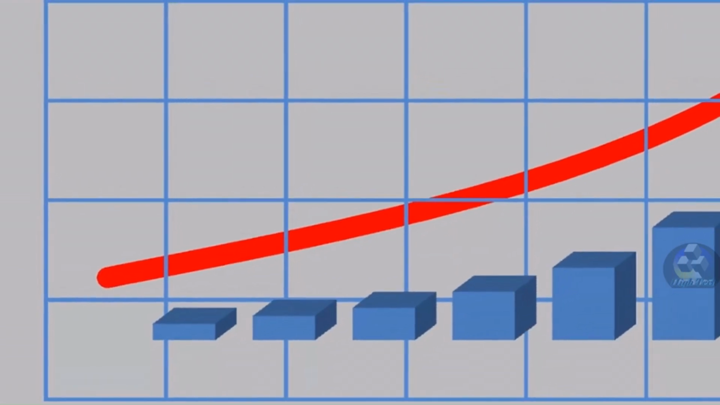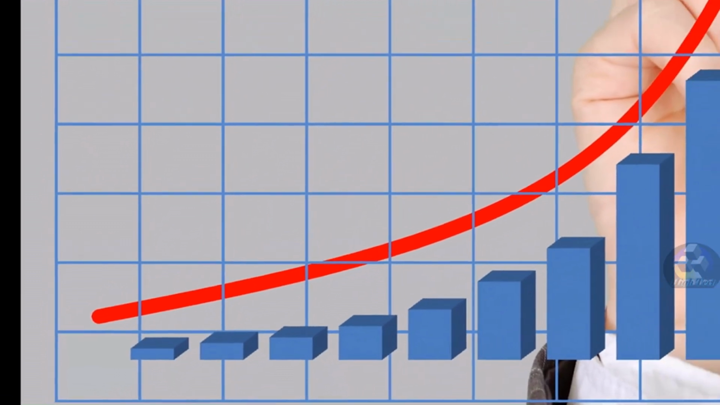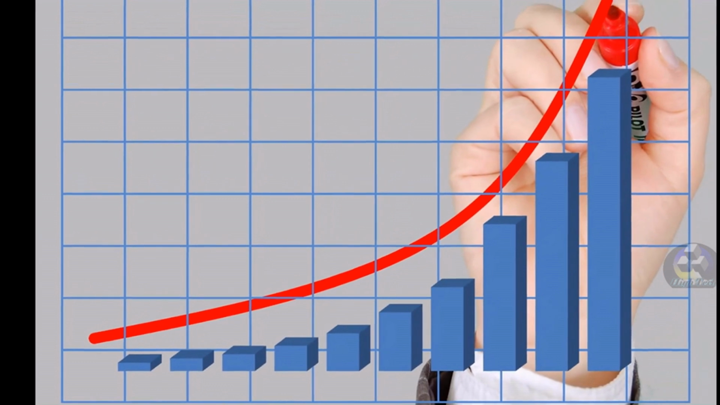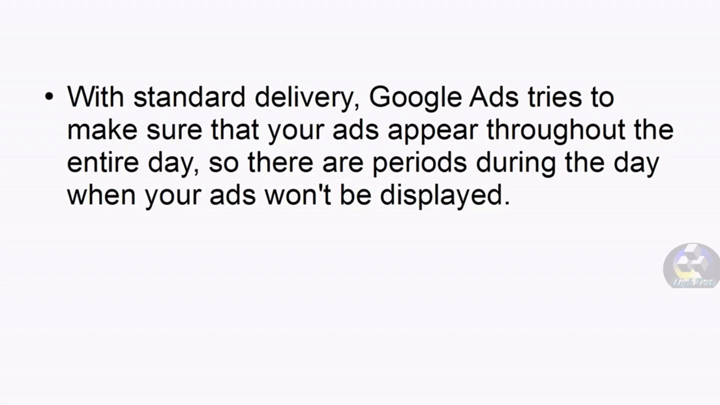Increase your daily budget. One of the most straightforward ways to get more clicks from your Google Ads campaign is to increase your budget. Google Ads works by calculating how often to show your ads based on the delivery method you've chosen. With standard delivery, Google Ads tries to make sure that your ads appear throughout the entire day, so there are periods during the day when your ads won't be displayed.